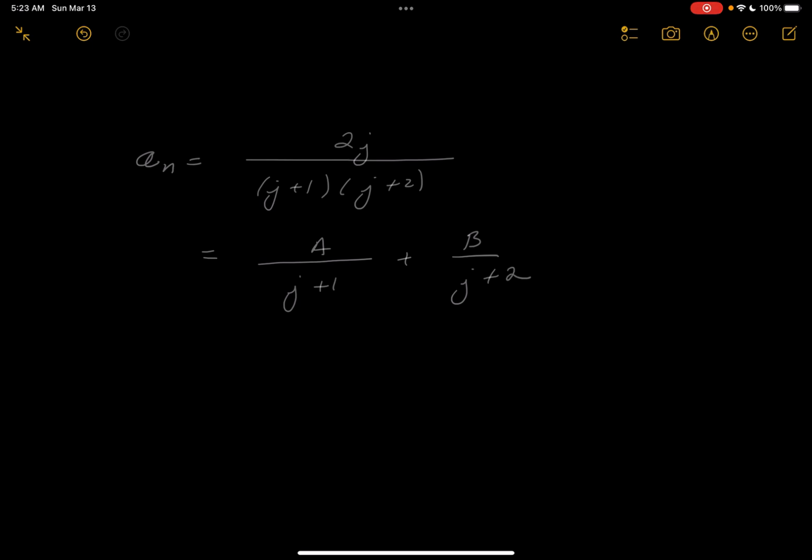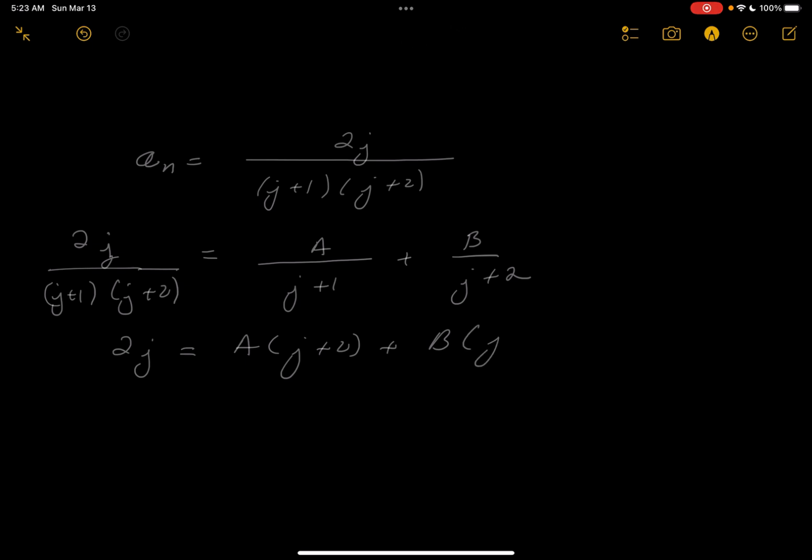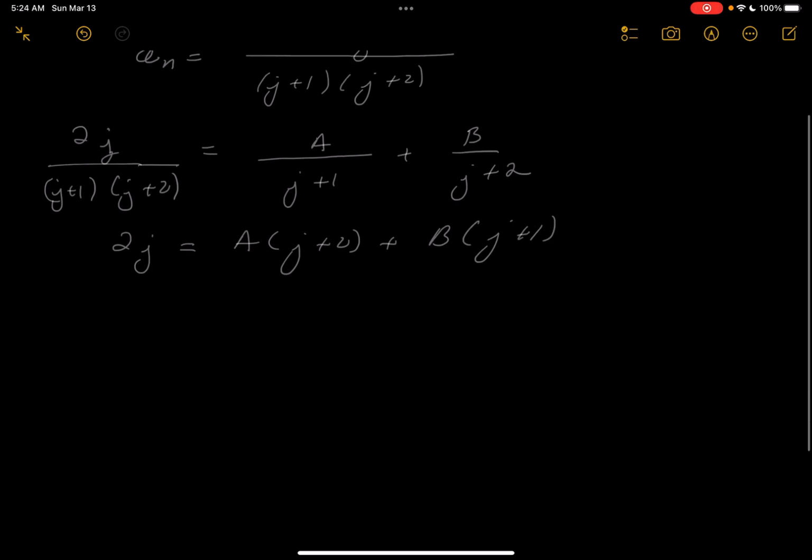And this is supposed to be equal to 2j over (j plus 1)(j plus 2). Well, if you remember, we did partial fractions way back. What I'm going to recommend you do is multiply both sides by the LCD, and you get 2j equals A times (j plus 2) plus B times (j plus 1). I'm going to pick an easy j value, for example, j equals minus 1. What would that give you? Minus 2 equals A. So this tells me A is minus 2.